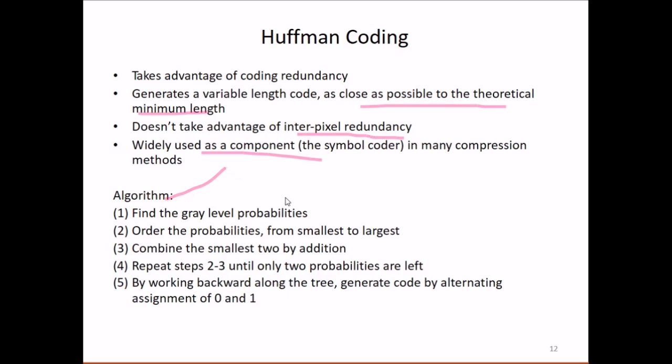The algorithm is, how do we do it? We find the gray level probabilities, we order the probabilities from smallest to largest, we combine the smallest two by addition. We repeat these two steps again until only two probabilities are left, and by working backward along the tree, we generate the code by alternating assignments of 0 and 1.